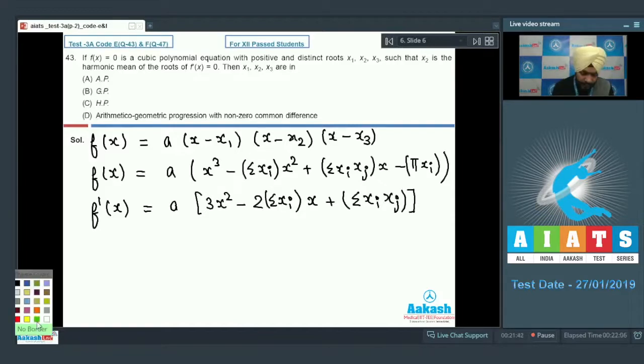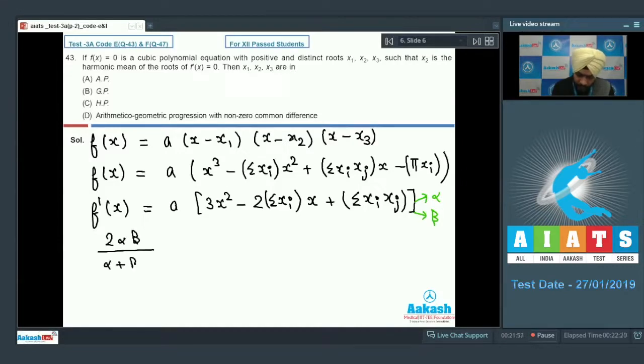Okay. Now let us assume that the roots of this particular quadratic equation are alpha and beta. We know that 2 alpha beta upon alpha plus beta is given to be equal to x2. So 2 alpha beta upon alpha plus beta is given to be x2. What is 2 alpha beta? 2 times constant term divided by the leading coefficient. What is alpha plus beta? Minus times coefficient of x divided by coefficient of x square. So this will be 2 times c by minus b.